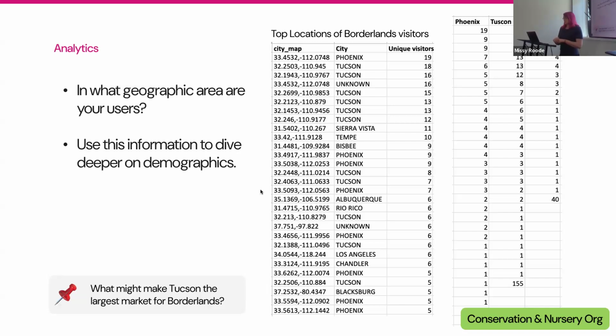Phoenix makes sense because it's got the largest population, but Tucson unsurprisingly is also quite large, which is just because it's closer in this case. So these are the kinds of things that we would look at. Why is one higher or lower than the other? Do we have an opportunity to expand? So if we wanted Vegas to be a bigger market, then we might look into the demographics of Vegas and understand, all right, what are people coming for? And how can we appeal to that group?